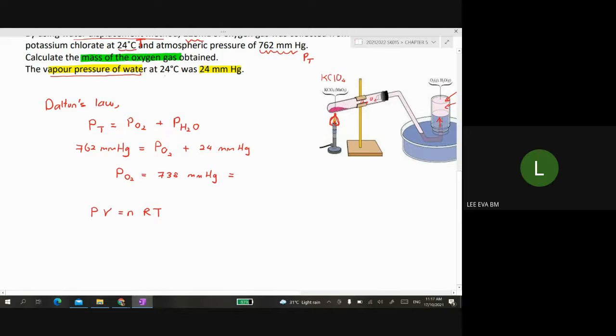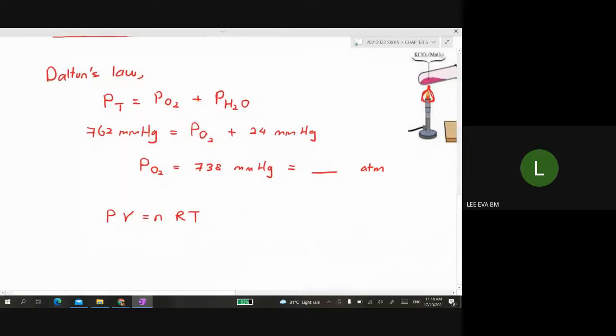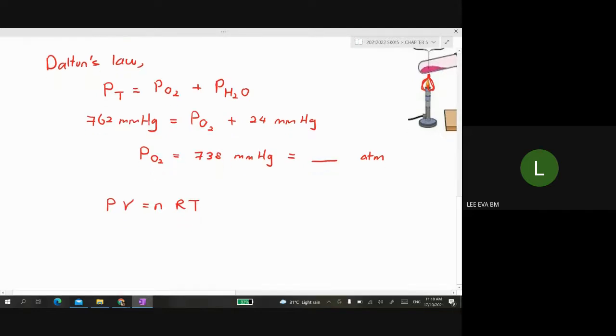What is the unit you need to use? ATM. So you need to do a conversion of unit. Convert 738 millimeter mercury into ATM before you do the substitution using the ideal gas equation. I hope you still remember, 1 ATM equals 760 millimeter mercury. So 738 divided by 760 gives how much?